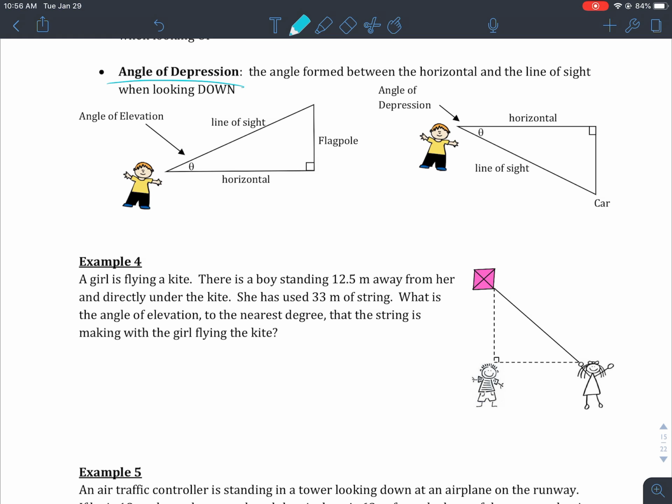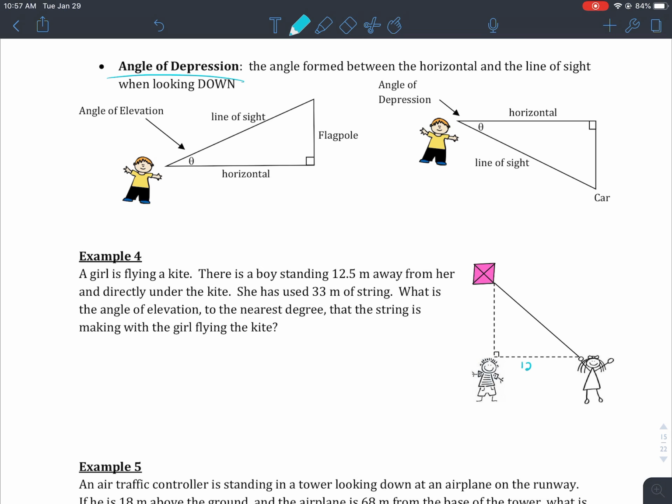So example 4 says, a girl is flying a kite. There is a boy standing 12.5 meters away from her and directly under the kite. She has used 33 meters of string. What is the angle of elevation to the nearest degree that the string is making with the girl flying the kite? So we're given a picture, we can label some information. So the boy is 12.5 meters away. She's used 33 meters of string, and we're looking for angle theta, the angle that the string is making with the girl.